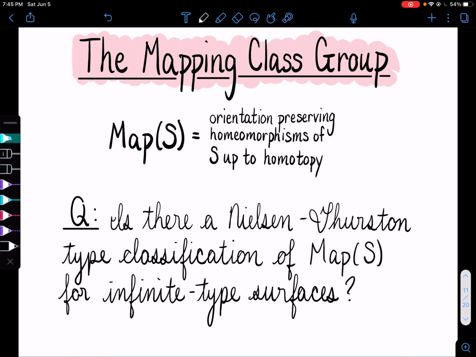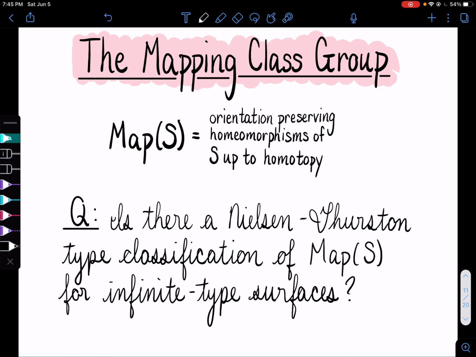And so a natural question, at least given what we've discussed so far, is whether or not there's a Nielsen-Thurston type classification of the mapping class group for infinite type surfaces. And it turns out we do not have such a classification at this point. Okay? And it's not even exactly clear what that classification would look like, because the behavior that we can see in this infinite type world is much more varied than what we see in the finite type world.